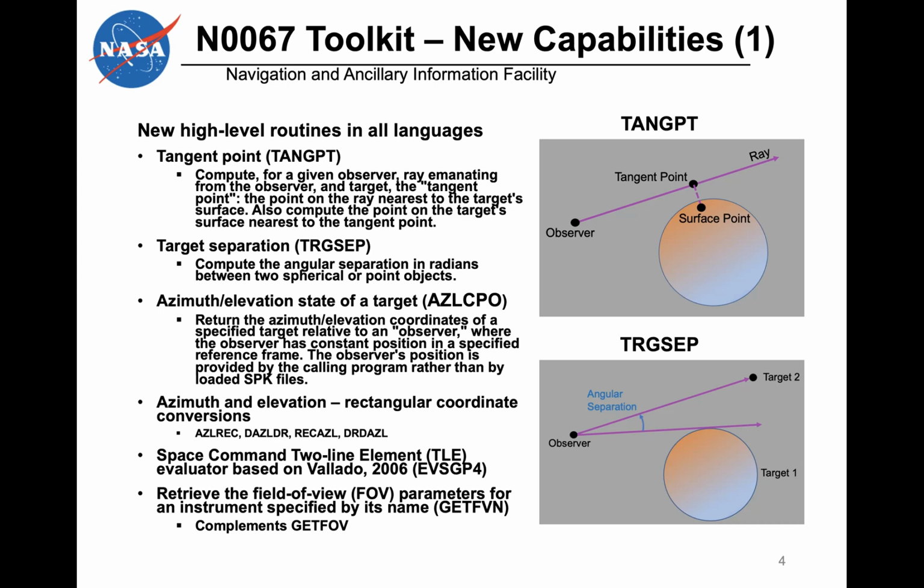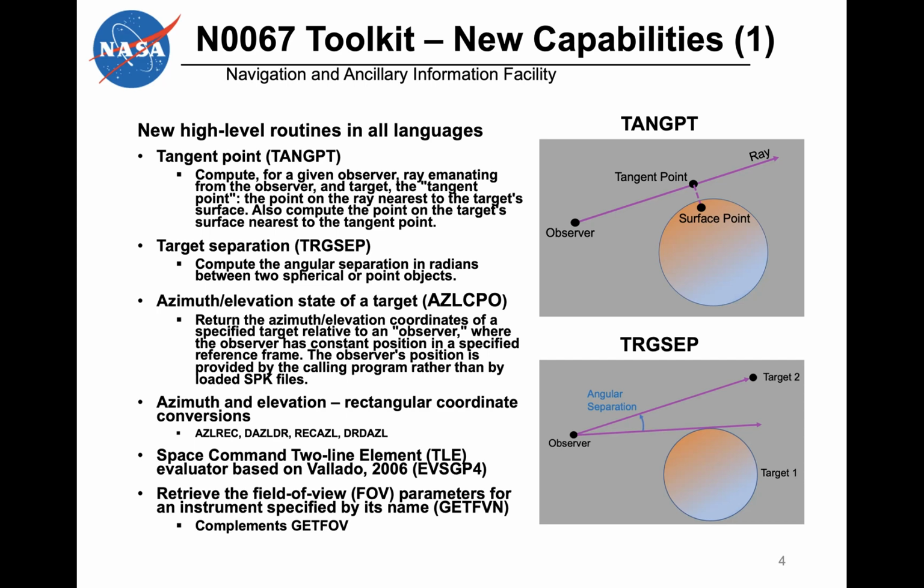Another new API is the target separation routine, and it allows users to compute the angular separation between 2 spherical or point objects. So that's basically either a combination of 2 point objects, or a spherical and a point object, or 2 spherical objects. And the nice thing is that it takes into account the limb of this extended spherical target. You can see a sketch on the right-hand side of the slide of the geometry context of this API.